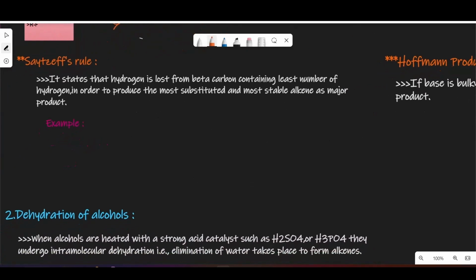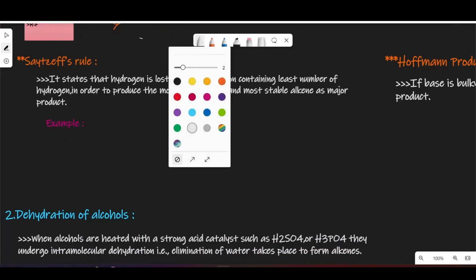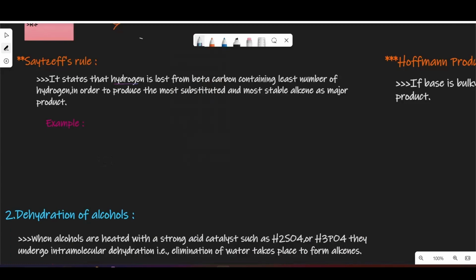Let's see about the Saytzeff rule. It states that hydrogen is lost from the beta carbon containing the least number of hydrogens in order to produce the most substituted and most stable alkene as the major product. Let's see one example, and with that example you can understand.